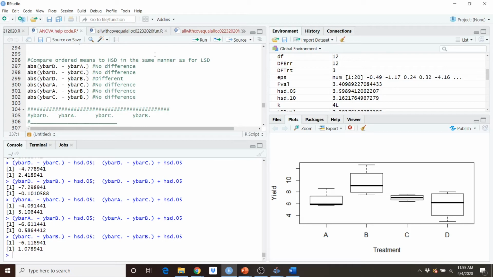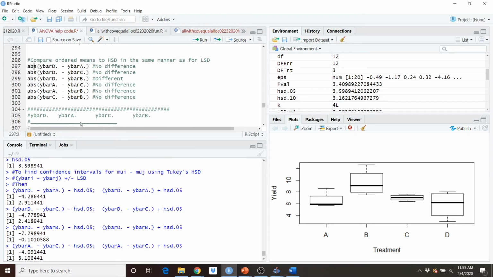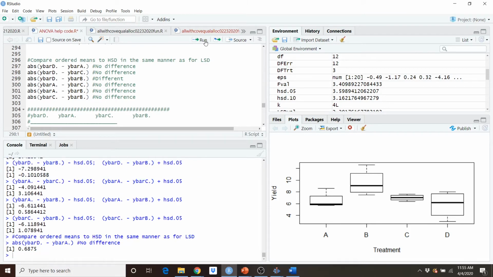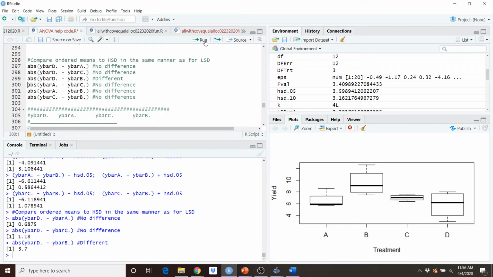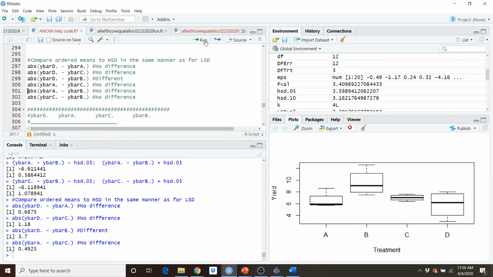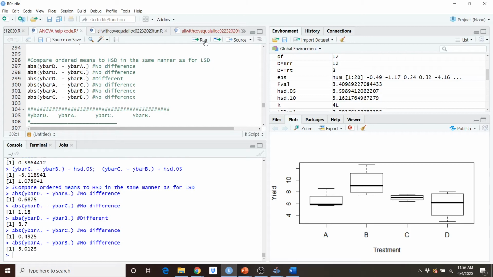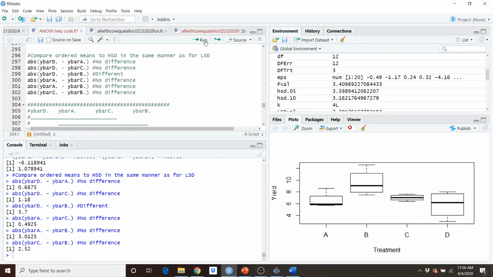Now, if we go back and compare, again, our Tukey value for this is 3.598941. So D and A are similar. D and C are similar. D and B now are different. A and C are similar. A and B are similar. And C and B are similar. So, even with a smaller error rate, we see that D and B are the only differences.